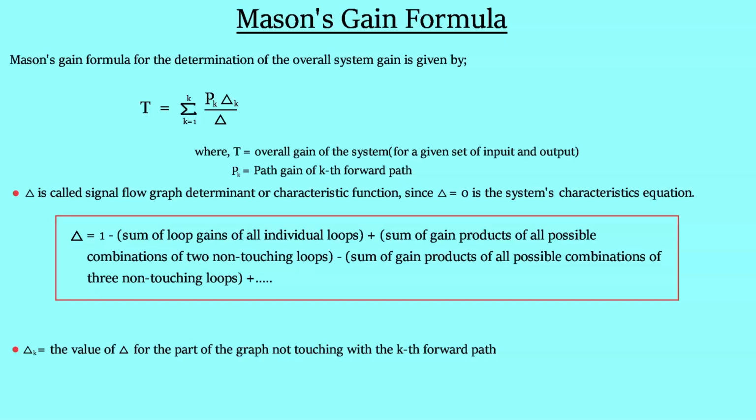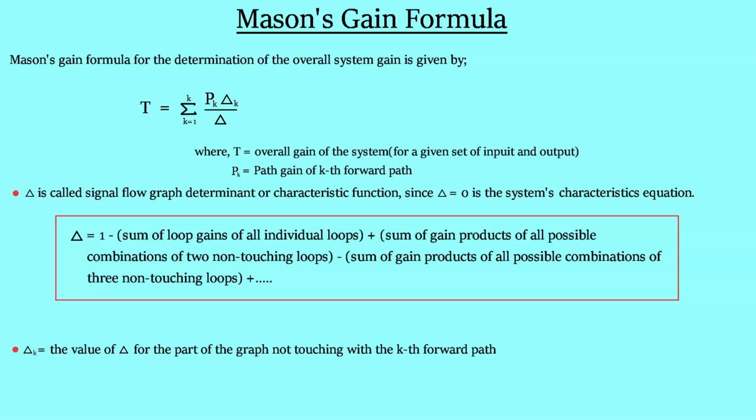Mason's gain formula for the determination of the overall system gain is the summation of different path gains, each multiplied by the value of the signal flow graph determinant for the part of the graph not touching the kth forward path, divided by the signal flow graph determinant.